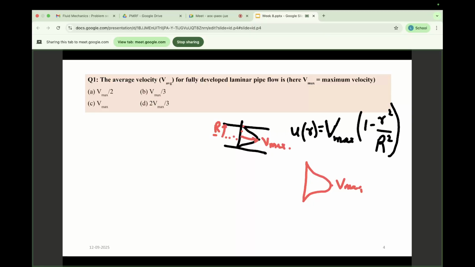Say if you want to find the velocity at this blue line. First you need to calculate the distance from the center. Say it is r. So at this r distance you need to find the velocity. So that is the formula here: u r equals Vmax into 1 minus r square by R square. You need to remember this throughout this lecture. That is the thing, right? Any confusion up to this?